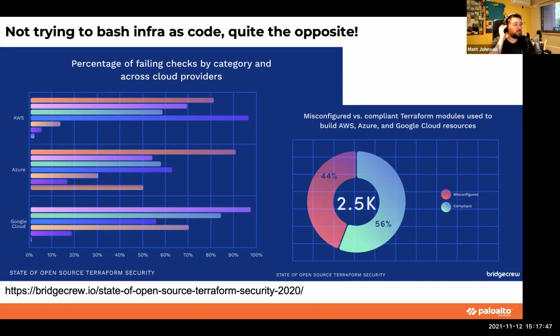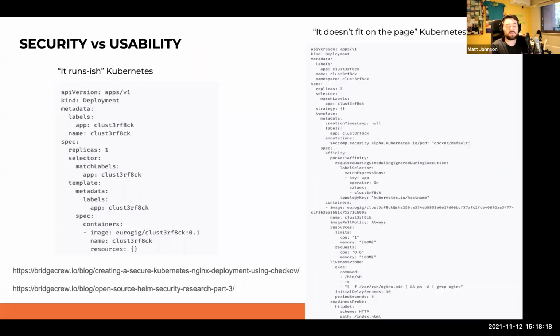We took all the Terraform modules we could find, and we scanned through them again with Checkoff because it supports multiple frameworks. And yeah, we found very, very similar. You are very, very likely to get a misconfigured piece of infrastructure as code. And the reason for that is the same reason we have across the rest of security, right? It's the security versus usability debate.